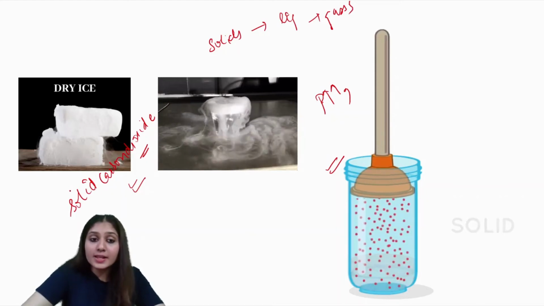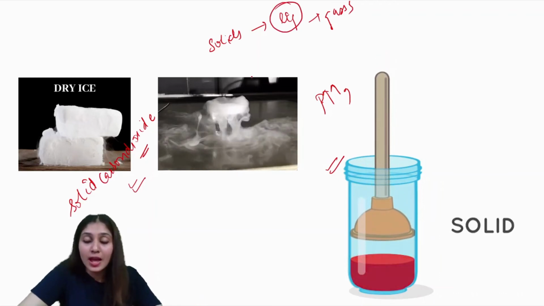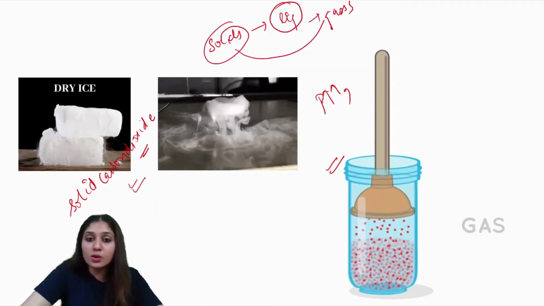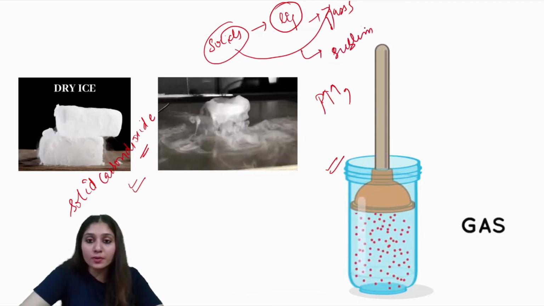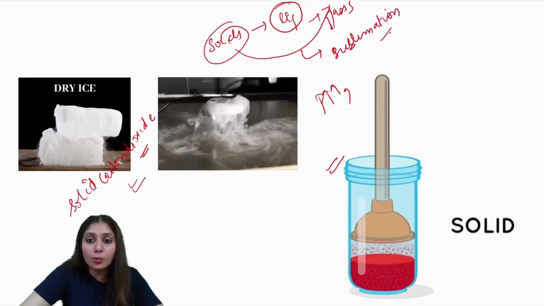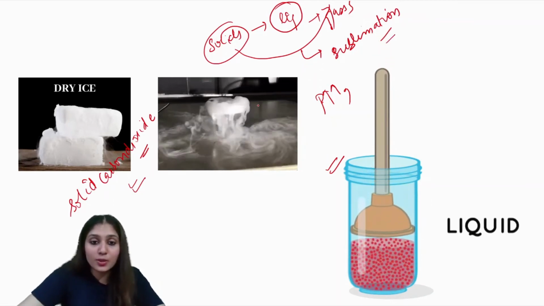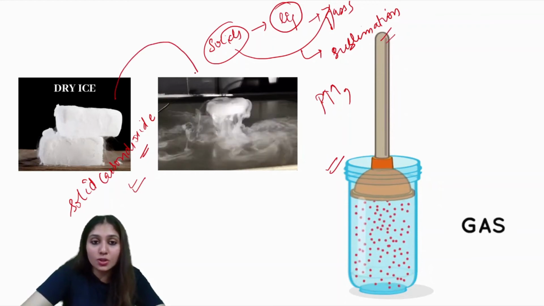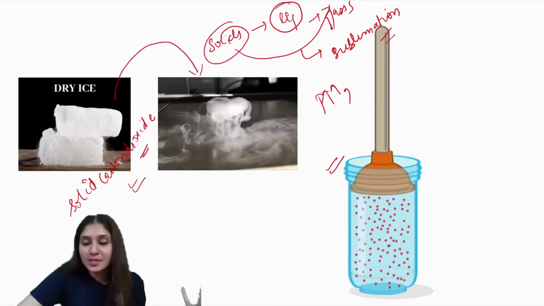But dry ice does not go through the liquid stage, and it directly converts from solid to gas, and this process is called sublimation. It's a very important process, and I hope you remember the name of this. This happens in the case of dry ice, and you can see how it is being converted from the solid state directly to the gaseous state, and that is called sublimation.